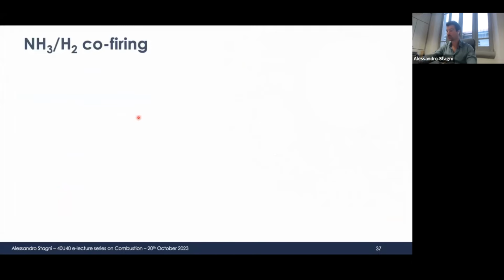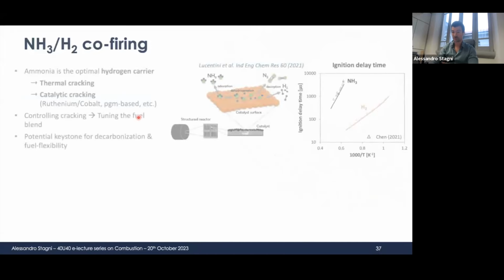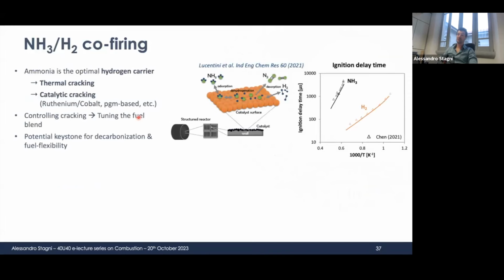And finally, we move to ammonia-hydrogen. Why this? Well, ammonia is intrinsically a hydrogen carrier, and hydrogen can be obtained by thermal cracking or catalytic cracking, and there is a whole field of study related to this. The good thing is that if we can control cracking, we can control the fuel blend, and we can obtain a fuel blend with the desired reactivity features.